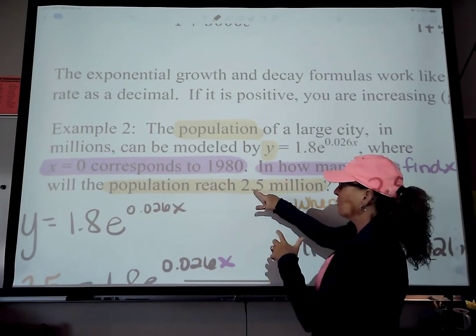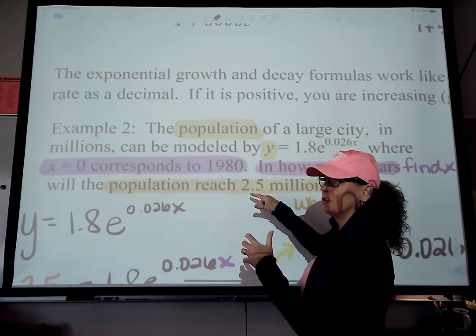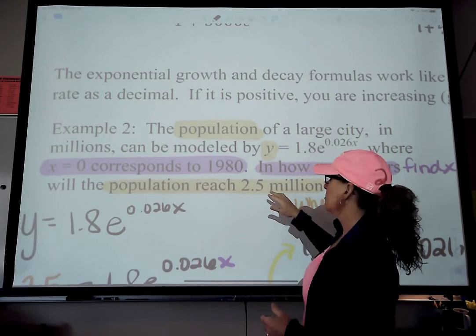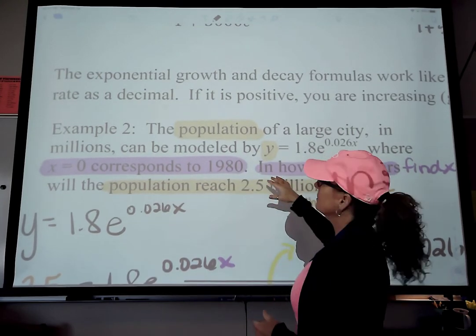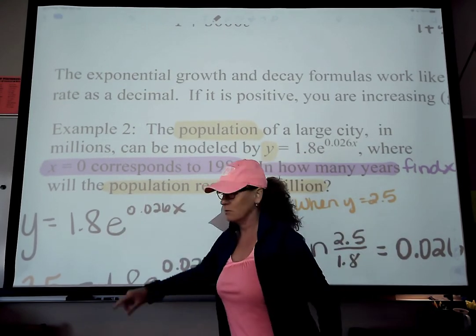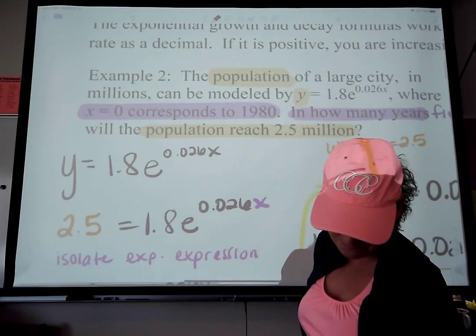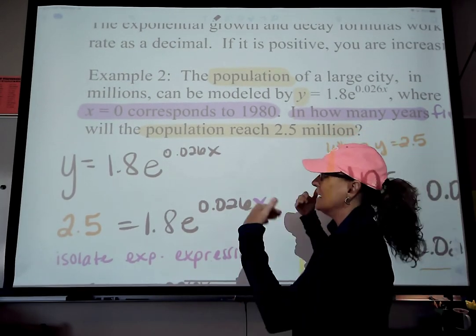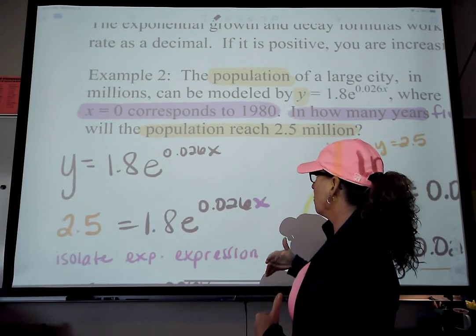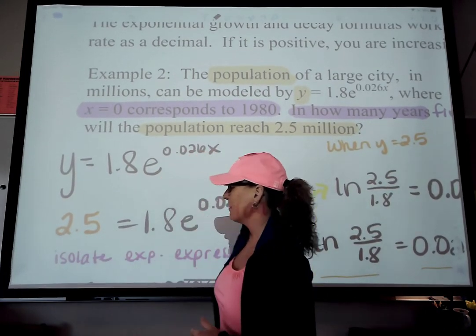Well, be careful when you're putting 2.5 million in. You don't have to put 2,500,000 because this is in millions also. So we're just going to use 1.8 and 2.5. Okay, so you can see in my next line, I subbed in what they told me. I'm trying to find X, and I subbed in 2.5 for Y.